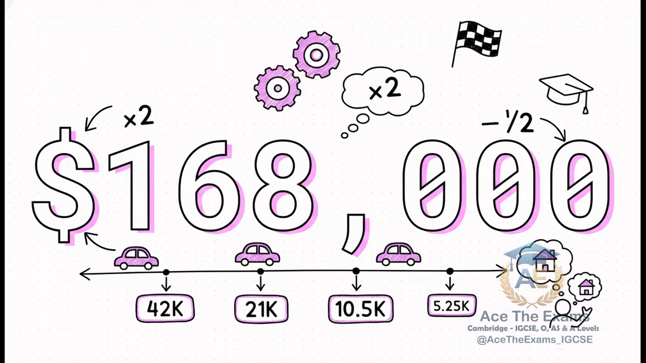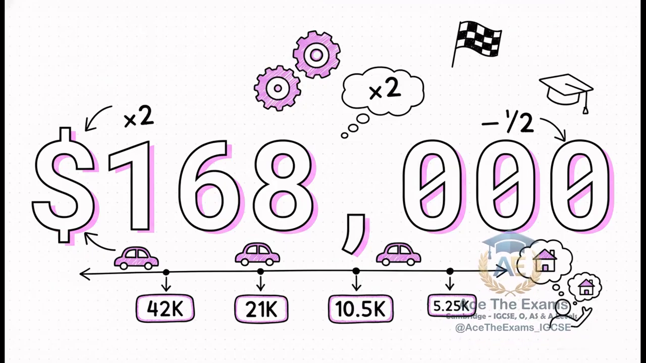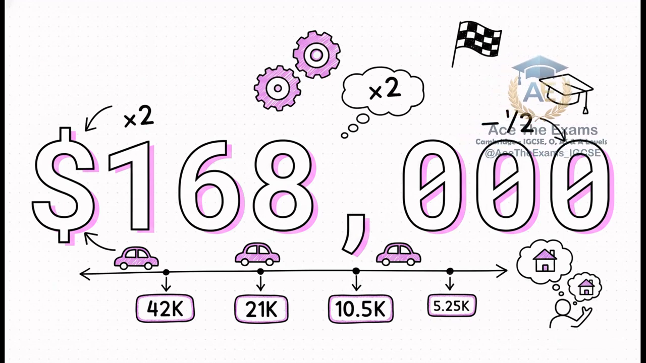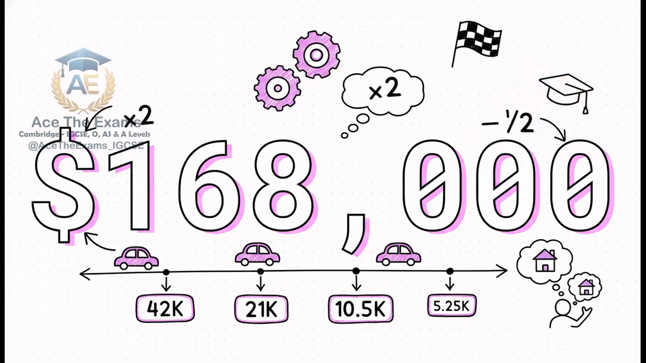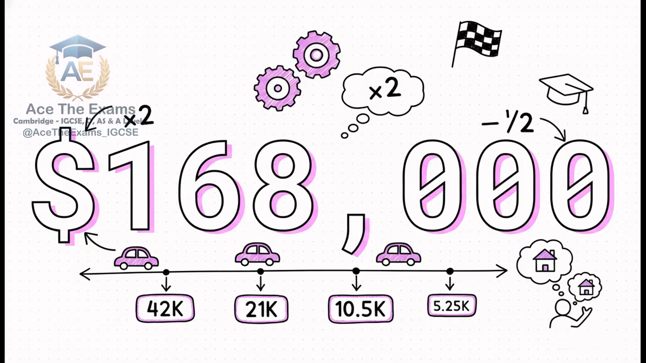If the car is worth $42,000 at age 4, reversing the halving process tells us it was originally worth a staggering $168,000 when new. Let's structure this flawlessly and create a timeline. At year 4, the value equals $42,000. To go back 2 years to year 2, we do the opposite of halving. We double it. So at year 2, the car was worth $84,000. We double it one more time to go back to year 0, when it was brand new.